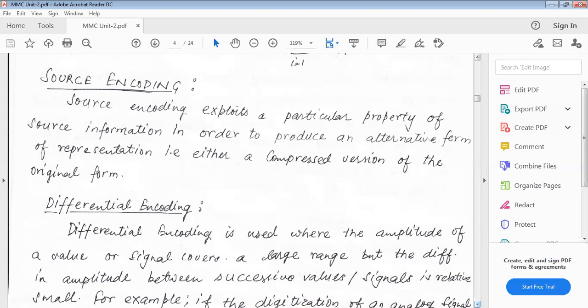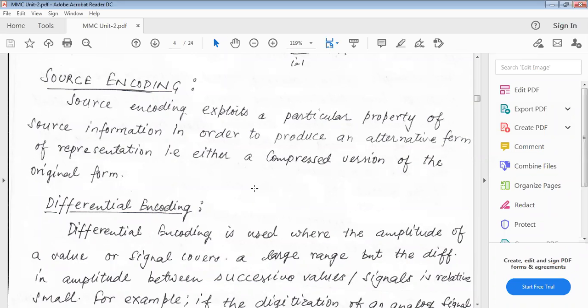So like that, they will exploit the particular property of the source information in order to produce an alternative form of representation. That is called source encoding. Source may be an image or audio. Using the source, they will exploit the source information. Information may be in the form of an amplitude level or some image property. They are all called source properties.